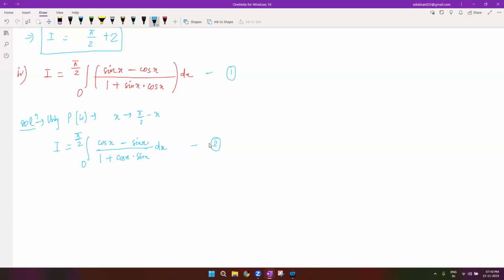Guys, it is very simple right now, I don't understand what you are doing. Can you add 1 and 2? You get 0, no? After using property 4th, we reach here, and if we add 1 and 2, then we reach 0.